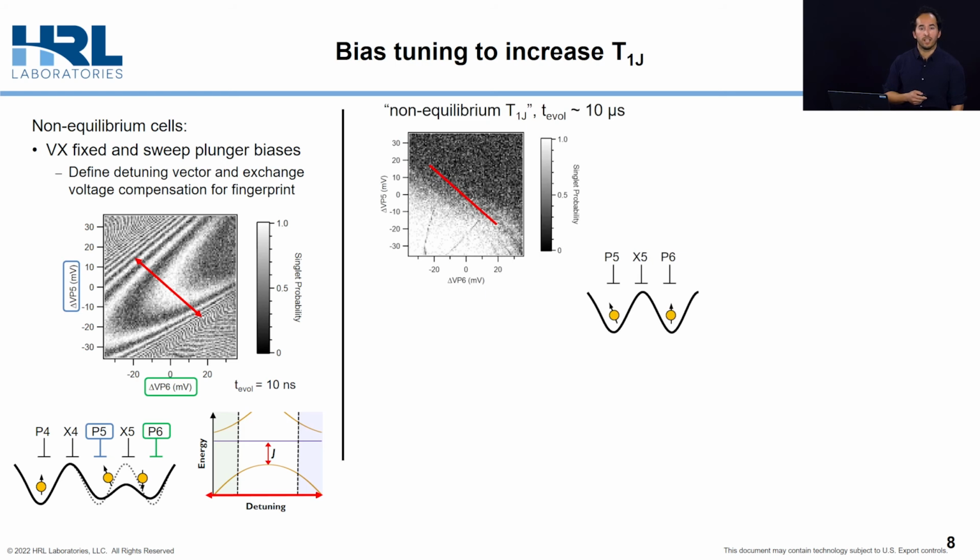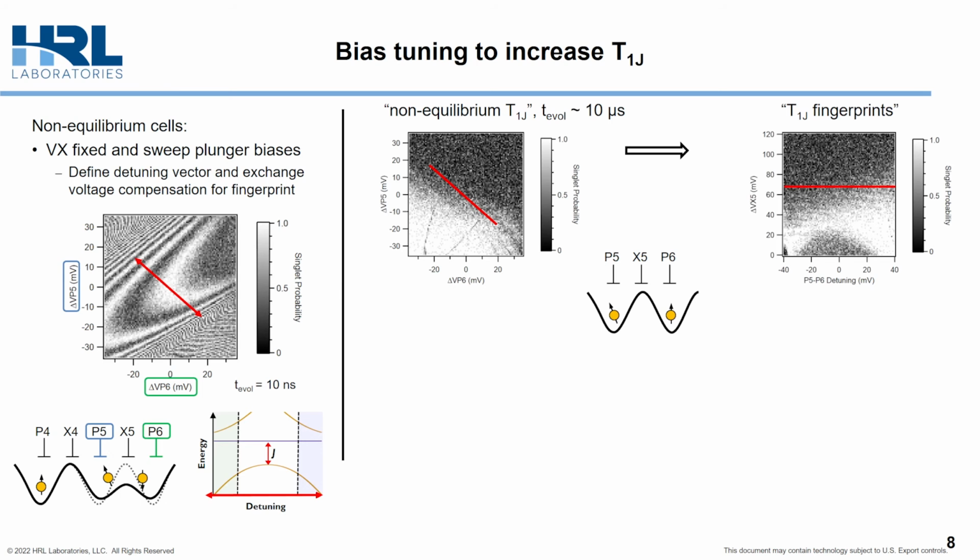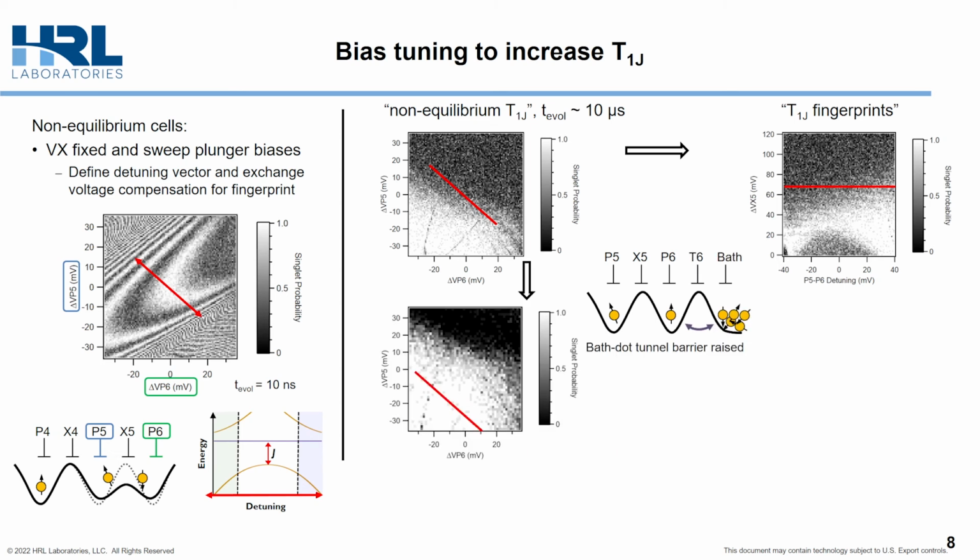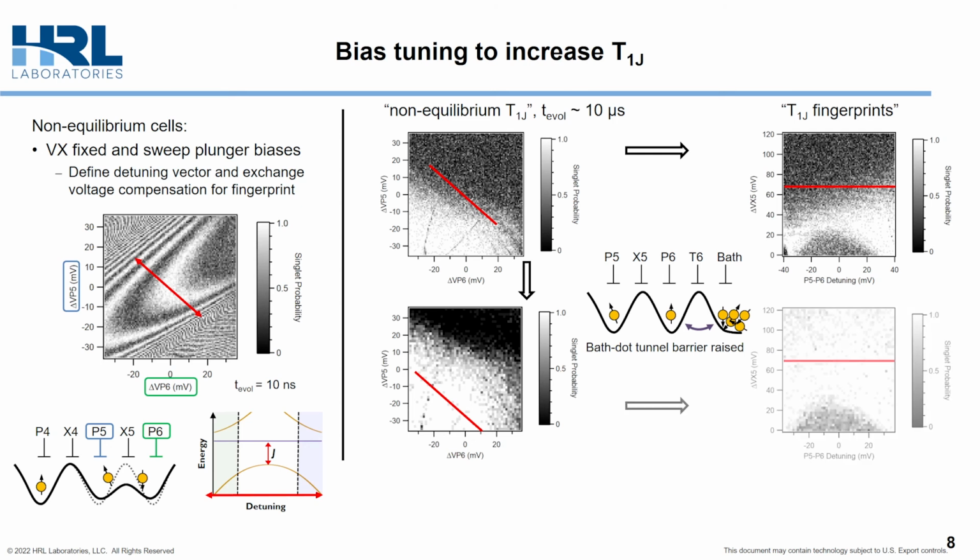And with this sweep in mind, we can also perform T1J observing versions of the scan, like shown in the middle here, where we again evolve for 10 microseconds. In red, you can see our old choice of detuning vector that resulted in the T1J fingerprint I've shown before. But by choosing a new common mode bias, as well as raising the bath dot tunnel barrier, we see a reduction of the relaxed population for this fixed evolution time.